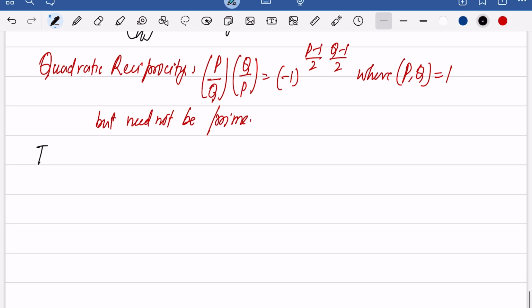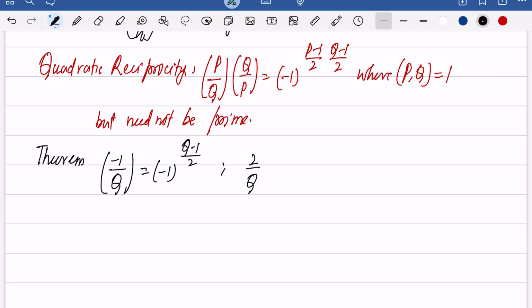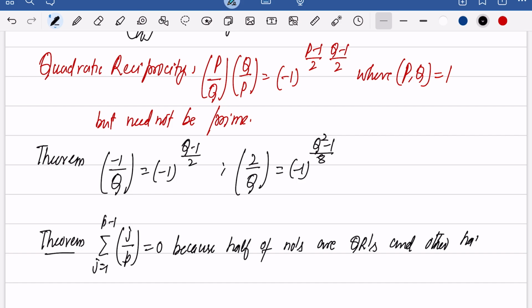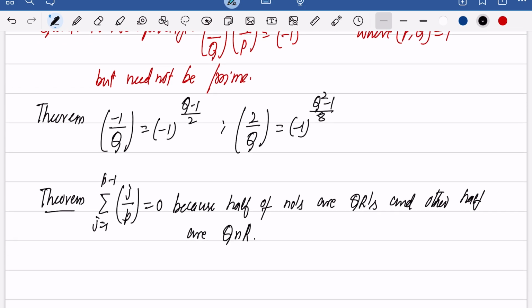Now here we have some theorems. Minus 1 divided by q is equal to minus 1 power q minus 1 by 2. And 2 divided by q is equal to minus 1 power q square minus 1 divided by 8. And moreover we have one nice result regarding the quadratic residues and the quadratic non-residues of p. The sum over j running from 1 to p minus 1 of j divided by p is always equal to 0, because half of the numbers are quadratic residues and the other half are quadratic non-residues. Whenever we have a quadratic residue we get 1, and whenever we have a quadratic non-residue we get minus 1.